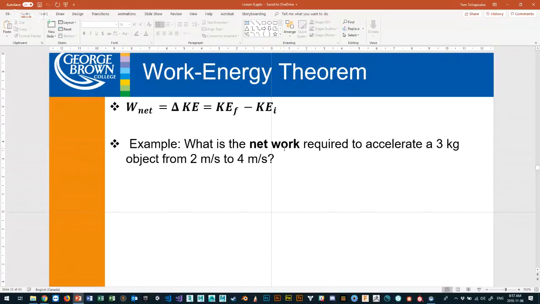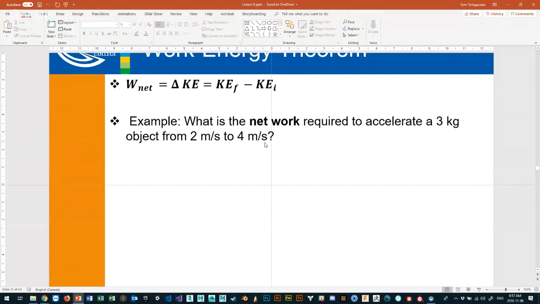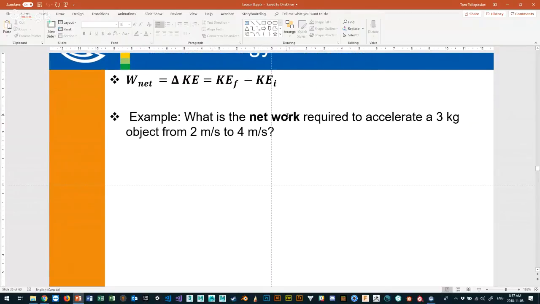So example: what is the net work required to accelerate a 3 kilogram object from 2 meters per second to 4 meters per second? How do we find that out? Well, we know what work is, right? What is work? Force over distance, right? So I have a 3 kilogram object, and I'm going to accelerate it from 2 meters per second to 4 meters per second. So how do I figure this out? What other equations can we use here, right?